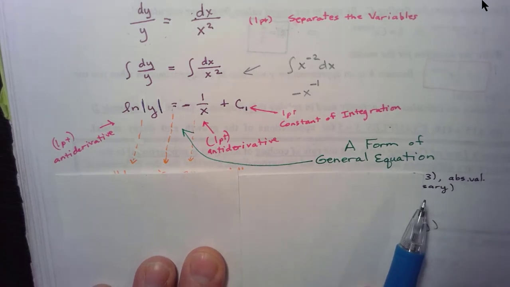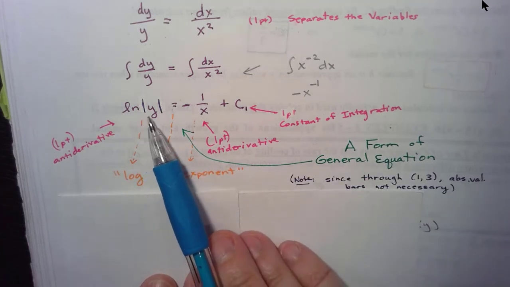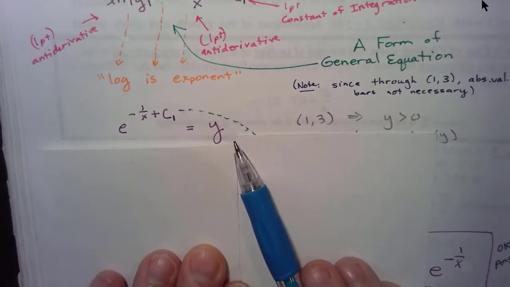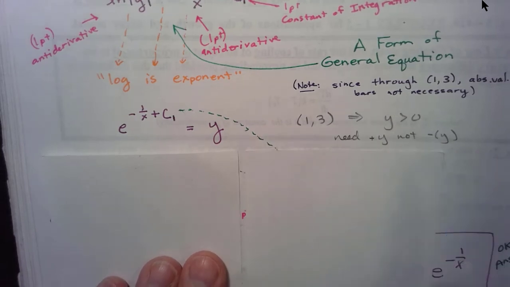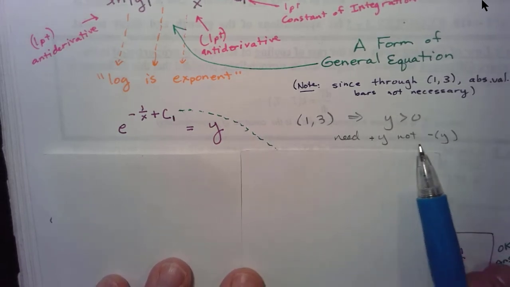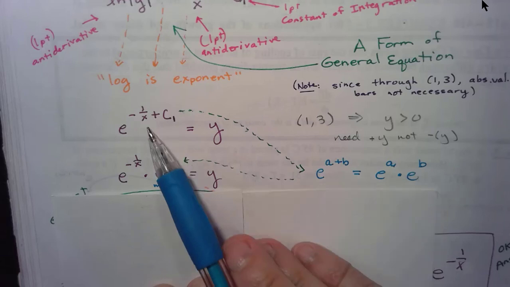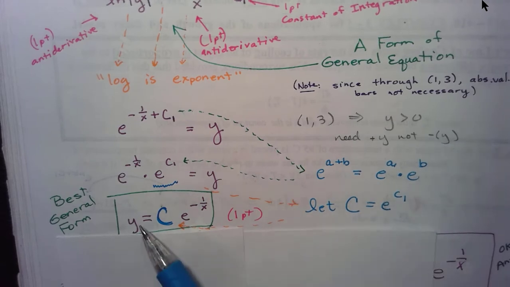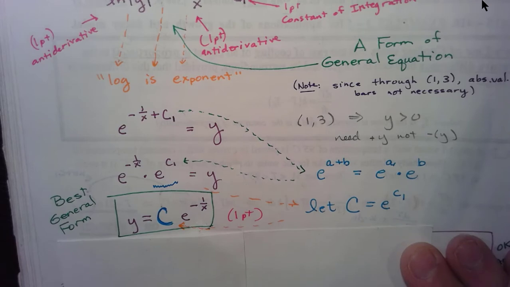Now what we know is it passes through the point 1, 3. We also know log is exponent. So this is another form of our equation. Through the point 1, 3, our y is positive. So we need our positive y, not the negative y. We know that e to the negative 1 over x plus c1 is e to the negative 1 over x times e to the c1, which is y equals c e to the negative 1 over x.